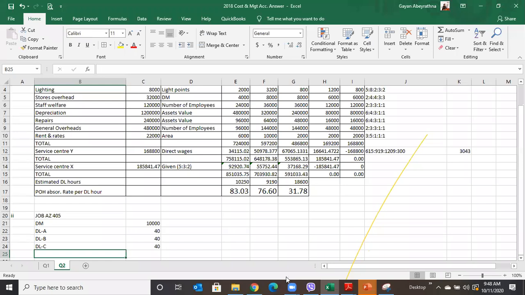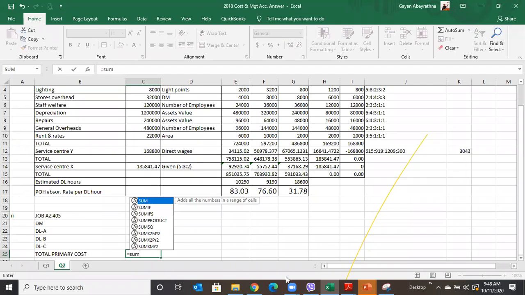Then we can get total primary cost equals sum.